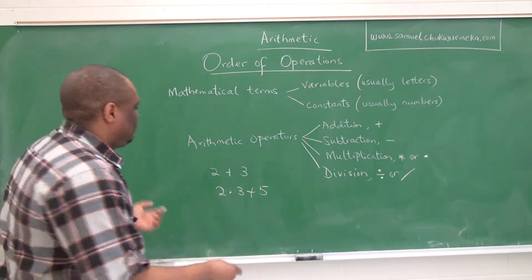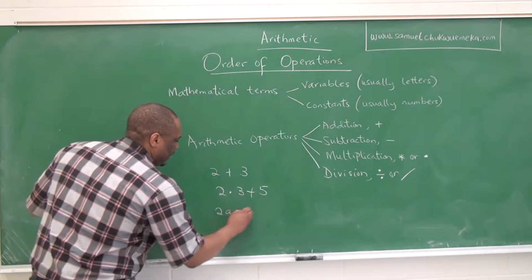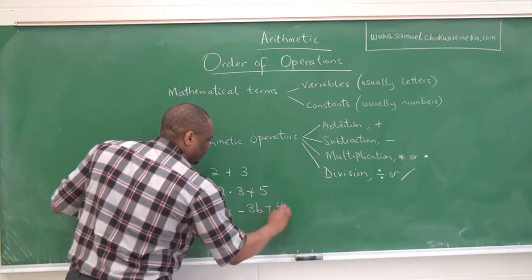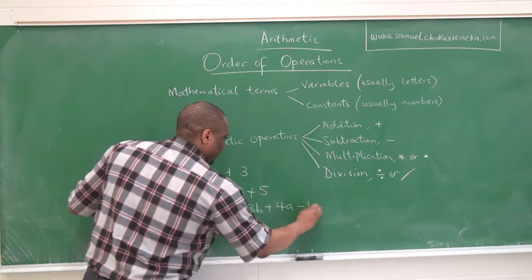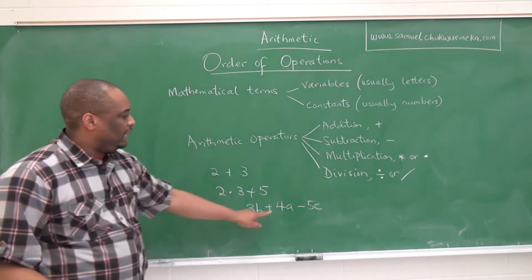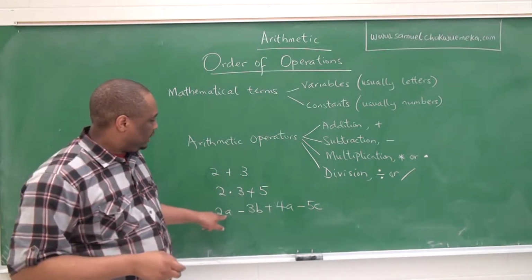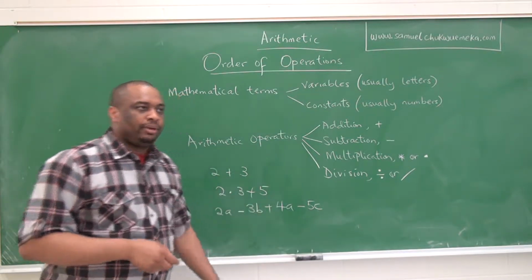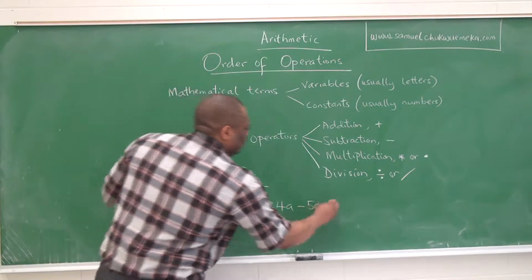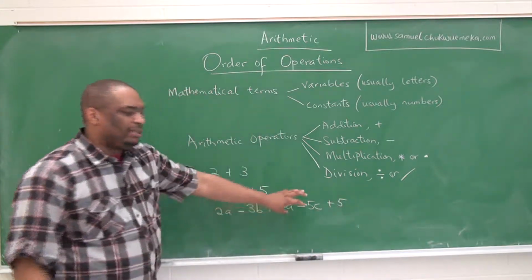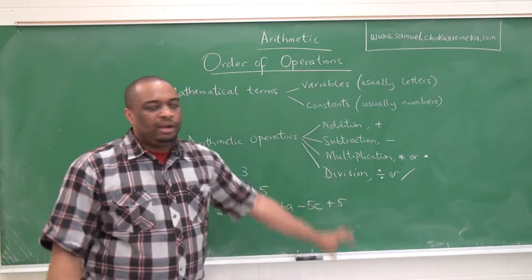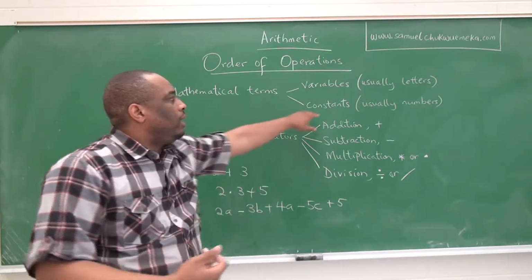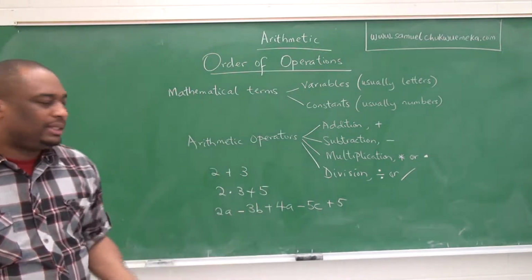Okay, and sometimes you might have it this way: 2a minus 3b plus 4a minus 5c. You see here you have 2 operators joining variables this time. These are variables, okay? And sometimes you might still have plus 5. So this is now variables and constants. You can have any of these operators joining the variables, or the constants.